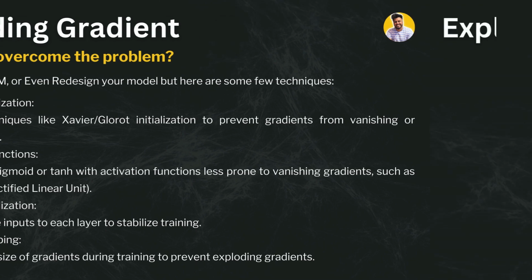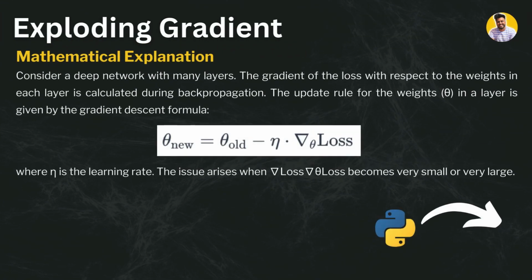Okay. Now let's talk about the math. It is completely the same as the vanishing gradient. If your loss becomes very large, your new weight also becomes very large.